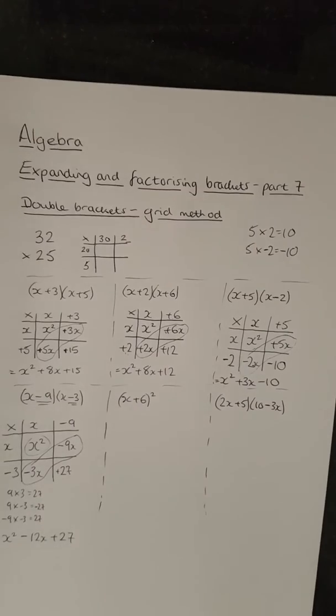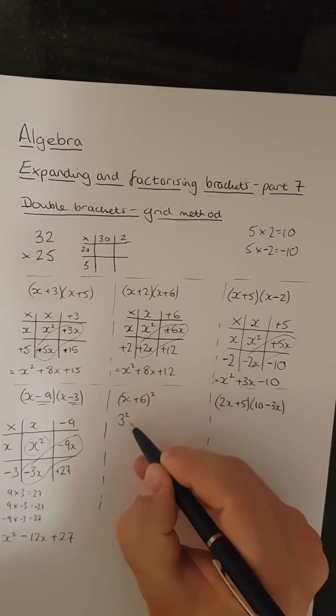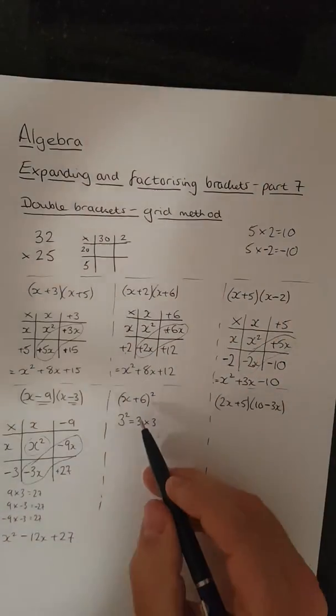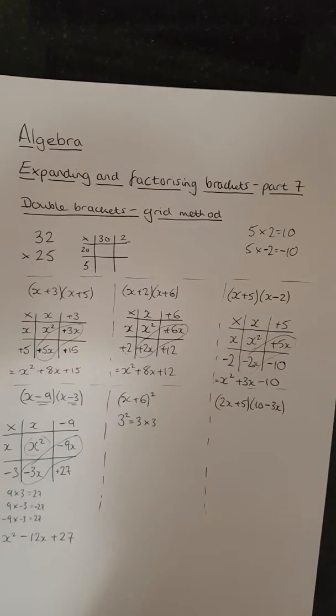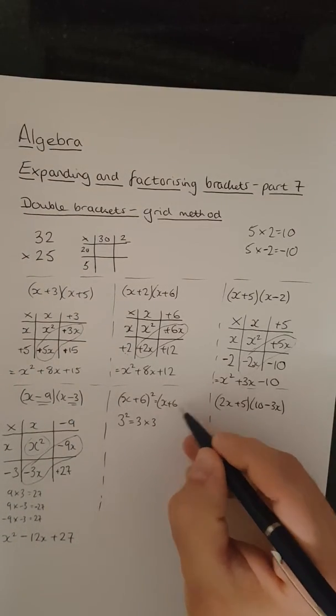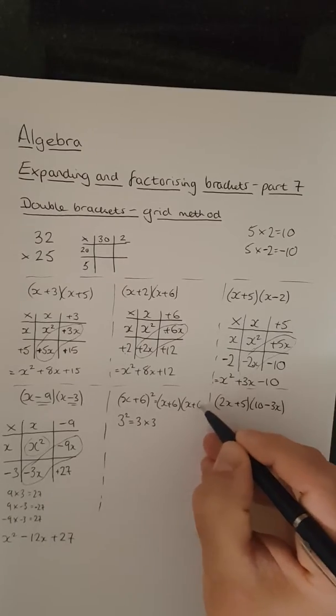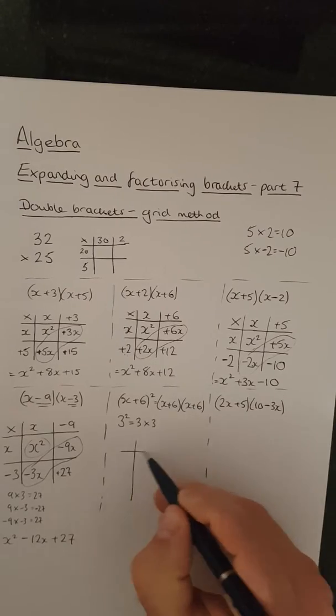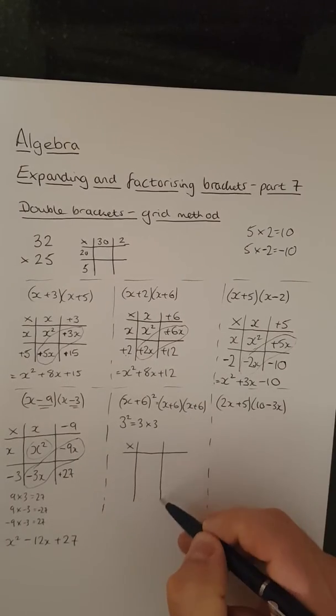Okay, what does squared mean? Well, 3 squared means 3 times 3. So what does x plus 6 squared mean? It means x plus 6 times x plus 6. So both sides of our grid will be the same.